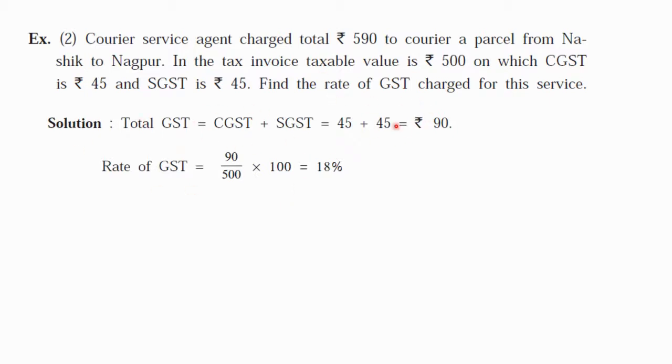Since we know the amount of GST and the taxable value is 500, the rate of GST would be 90 upon 500 into 100, because 90 is the GST charged and 500 is the taxable value. So the formula here would be: rate of GST equals GST amount divided by taxable value into 100. If you simplify this, you will get 18%. So the rate of GST charged by the agent here is 18%.